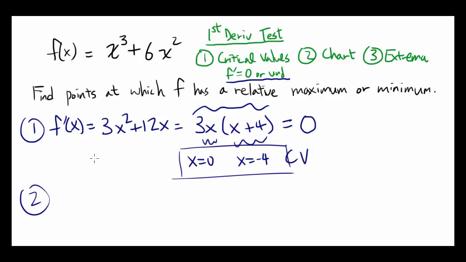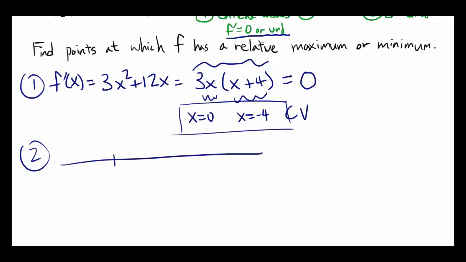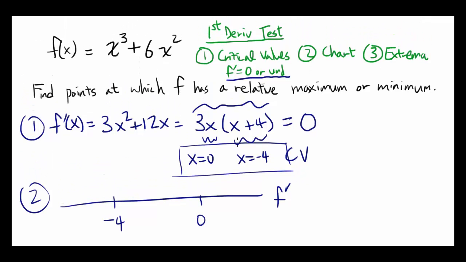Second step, we are going to make a chart and we're going to list the critical values below, negative 4 and 0, and we're going to plug these values into f prime. Well, let's figure out if f is increasing or decreasing to the left of negative 4. So let's pick a value left of negative 4, like negative 5, and plug this into f prime. Well, 3 times negative 5 is going to be negative. Negative 5 plus 4 is going to be negative, so negative times negative is going to give you positive.